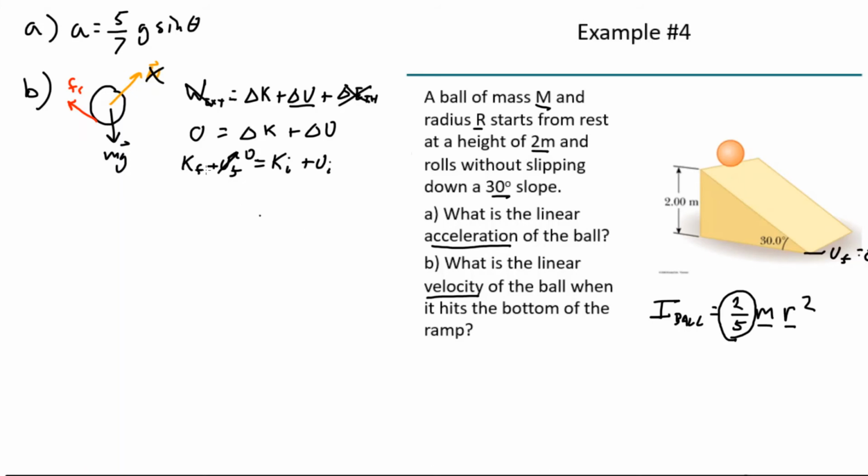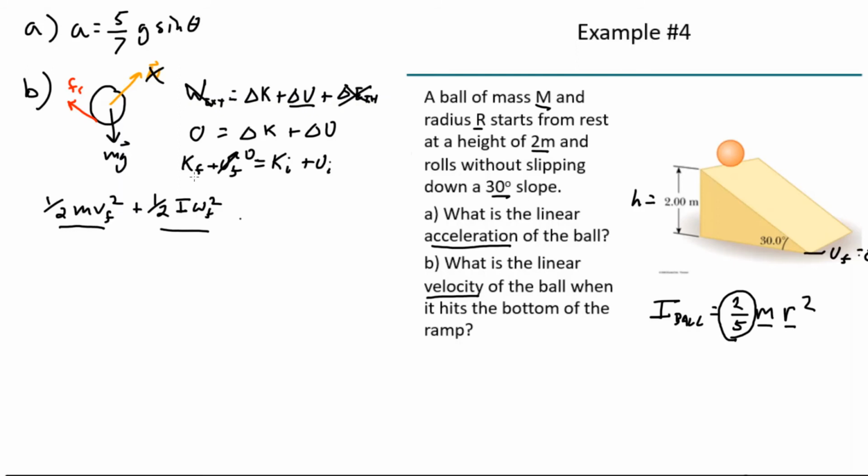And U initial will be mgh. We'll call 2 meters h. And K final is going to be 1/2 mv final squared. But there's also going to be a rotational kinetic energy. We have to include that 1/2 I omega final squared. So for a ball rolling without slipping down an incline, we have to include both the translational kinetic energy, 1/2 mv squared, and the rotational kinetic energy, 1/2 I omega squared. K initial is 0. It starts from rest, so this just equals mgh.